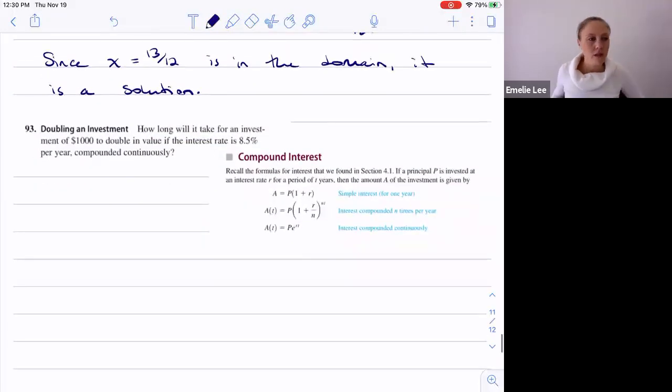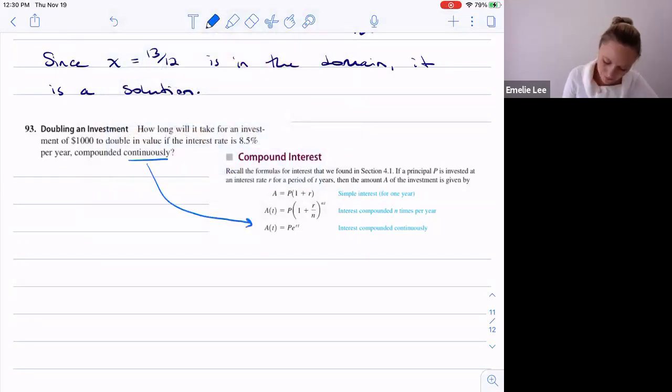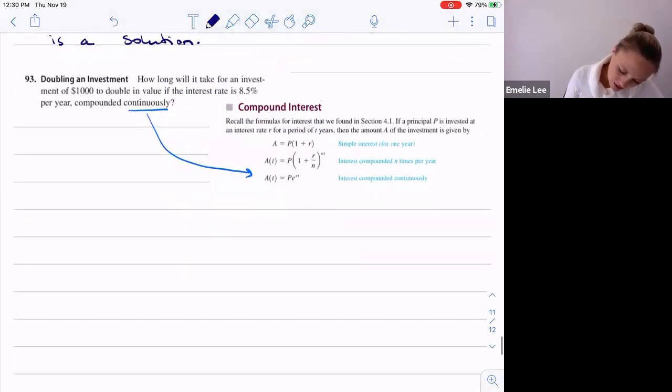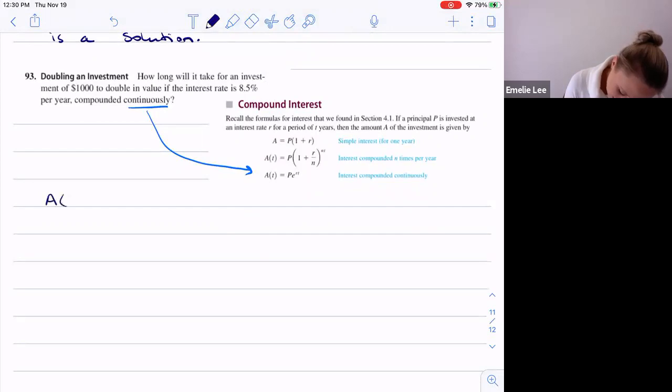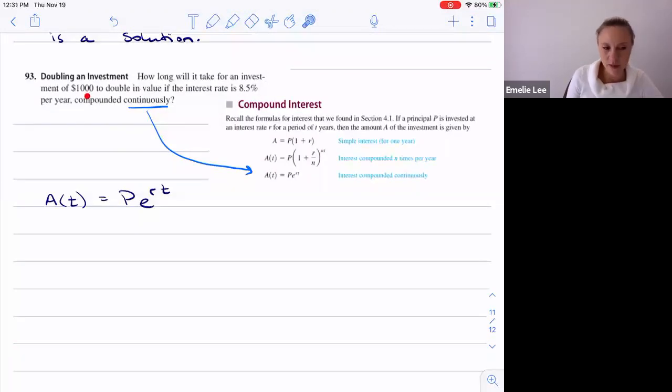Okay. So we want to know how long will it take for an investment of $1,000 to double in value if the interest rate is 8.5% per year, compounded continuously. Continuously means that we're working with this equation here. So we have A of t is P times e to the rt. The principal amount is the initial investment, which is $1,000. And I want it to double in value, which means I have to have 2 times 1,000 as my overall amount.